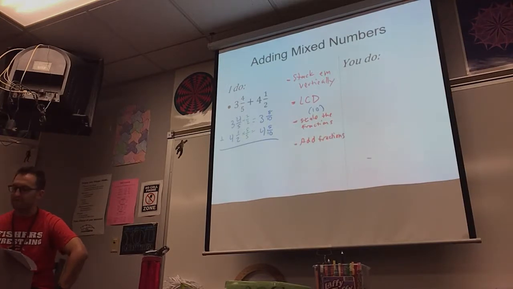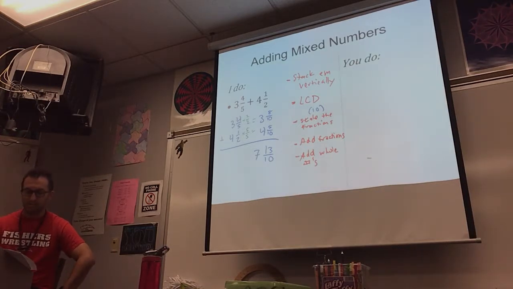What do you think's coming after add fractions? Add the whole numbers. Good. So we want to add the fractions, then add the whole numbers. So I add the fractions. 8/10 plus 5/10 is 13/10. Add the whole numbers. 3 plus 4 is 7.